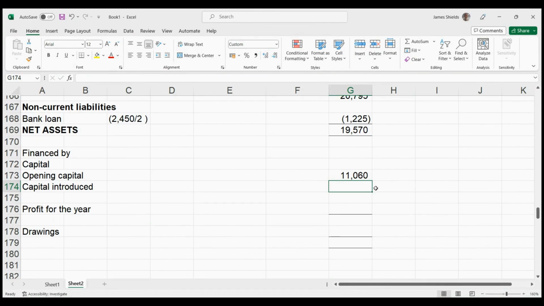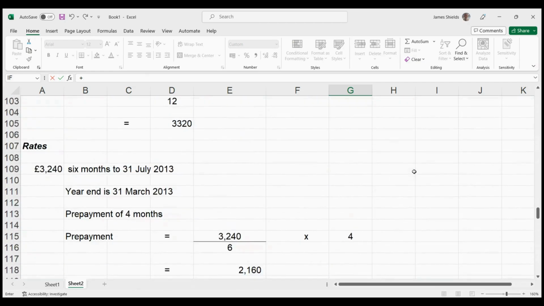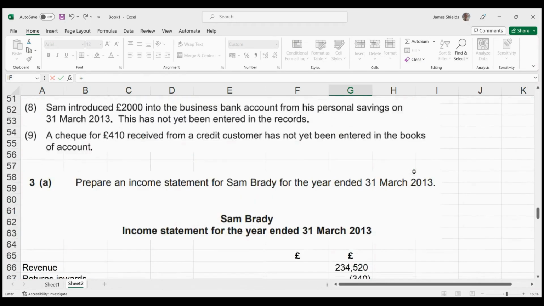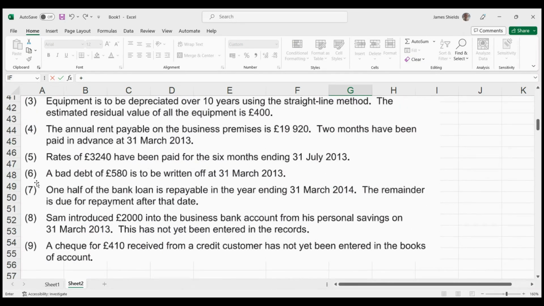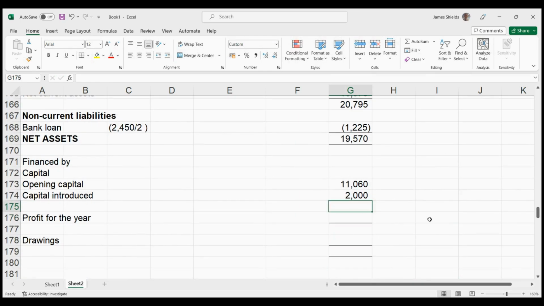Now, capital introduced, if you remember, Sam introduced some money. Now, that was in the additional information. If I remember correctly, I think it was £2,000. Let's just check that. Yeah, point 8. Sam introduced £2,000 into the business bank account from his personal savings. So now I'm going to add together the opening capital plus the capital introduced to give me £13,060.